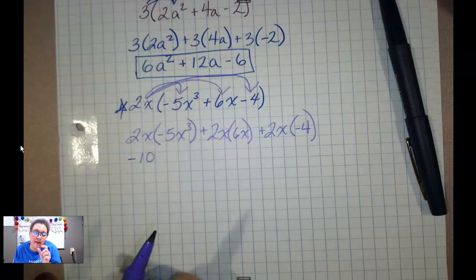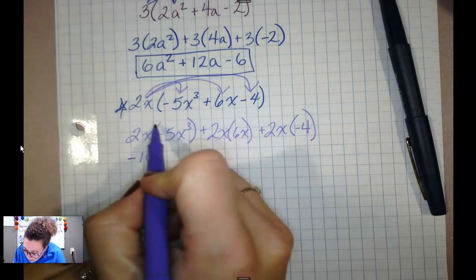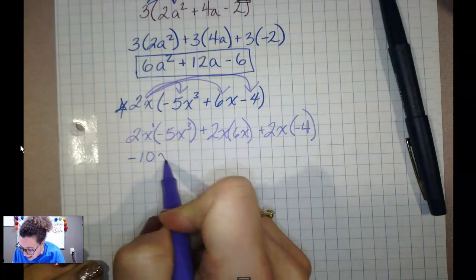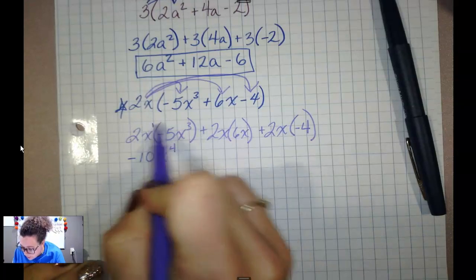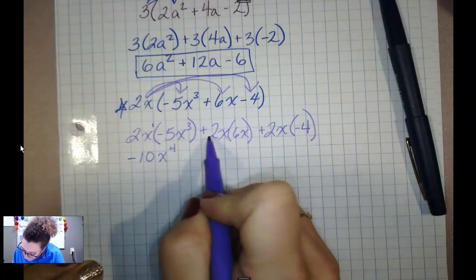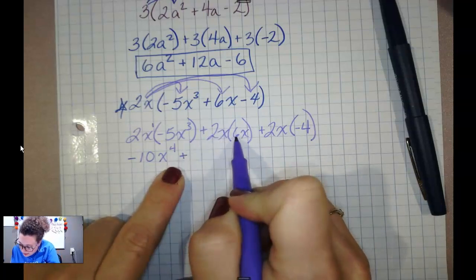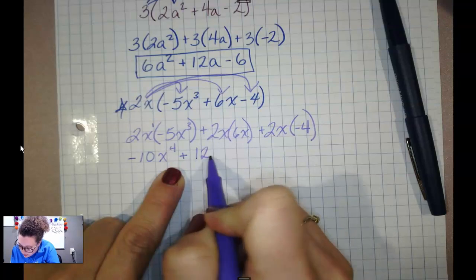When they have the same base, which they both do, what are we supposed to do with those exponents? We have to do what? Oh yes, add them. Remember, there's an invisible 1 with this exponent. So I'm going to have x to the 4th power because 1 plus 3 is 4. And then I come over here and I'm going to have 2 times 6 because I'm going to multiply the coefficients, which is 12.